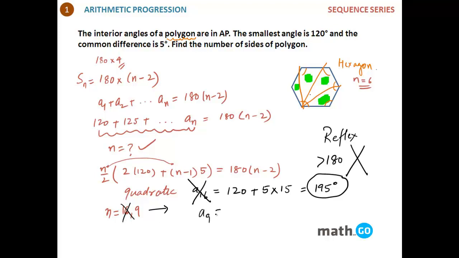Let's check this with 9, the 9-sided polygon. This becomes 120 plus 5 into 8. So the maximum angle here is 160. Perfectly possible, no problem at all. So there is only one answer to this question, which is a polygon with 9 sides. Answer is only 9. Okay, let's take another problem.